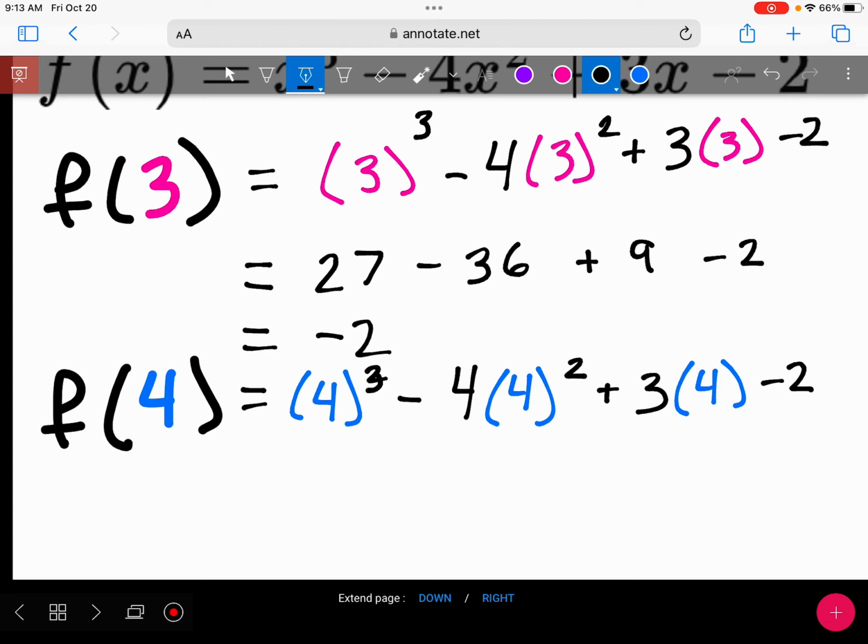So we're going to substitute in that 4 and do the same thing. Do the same thing.